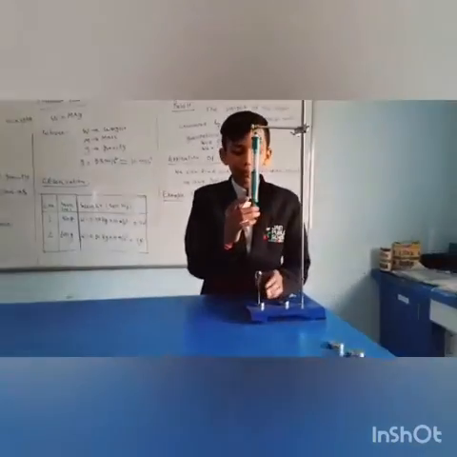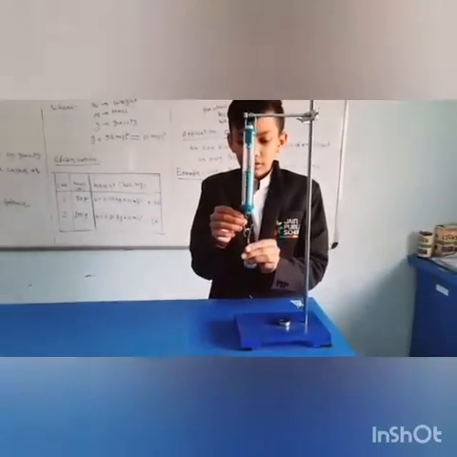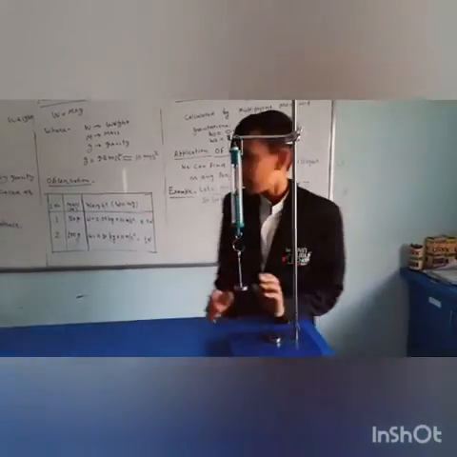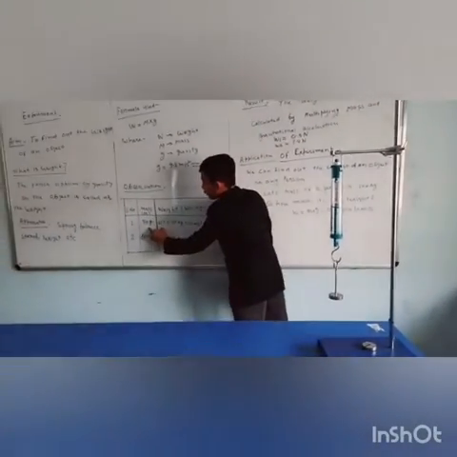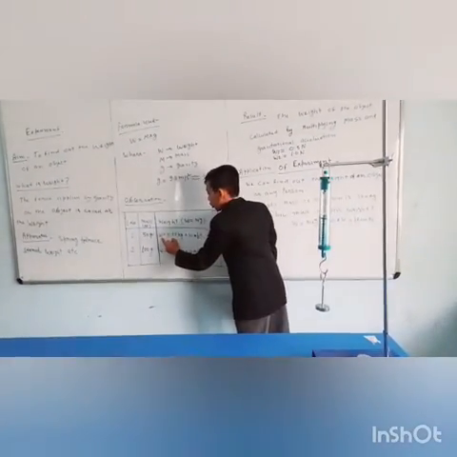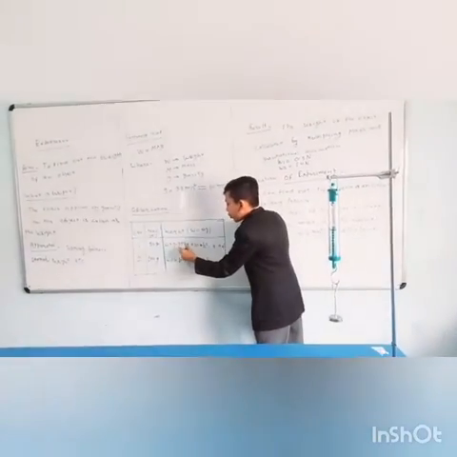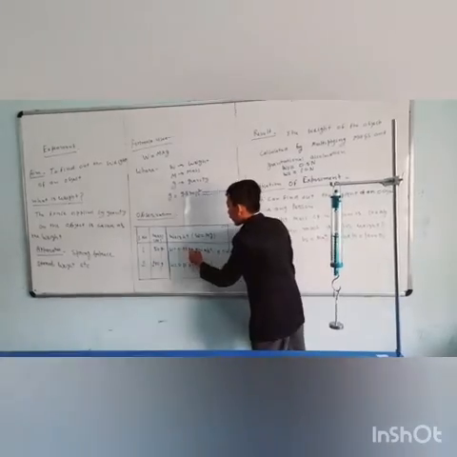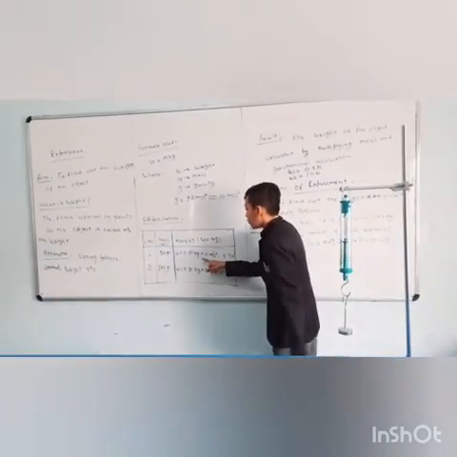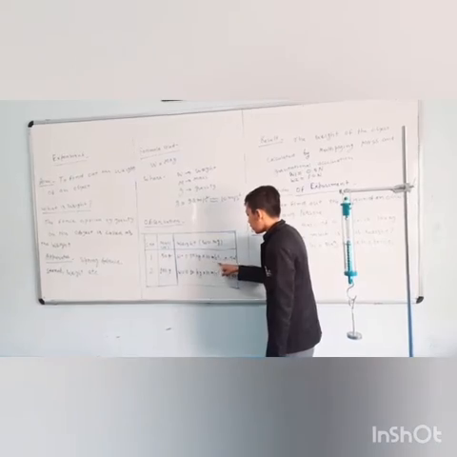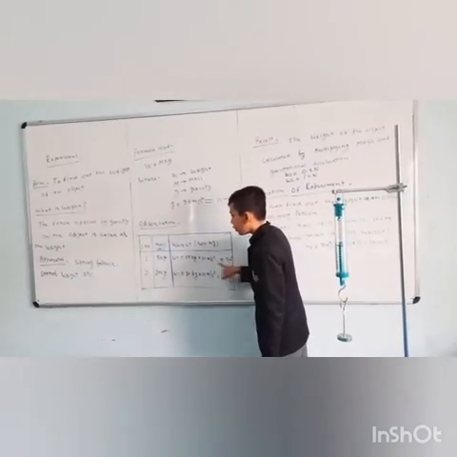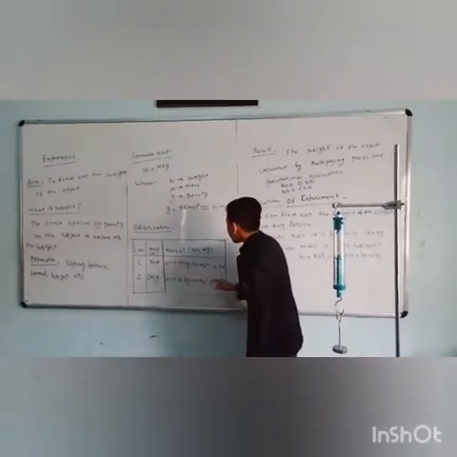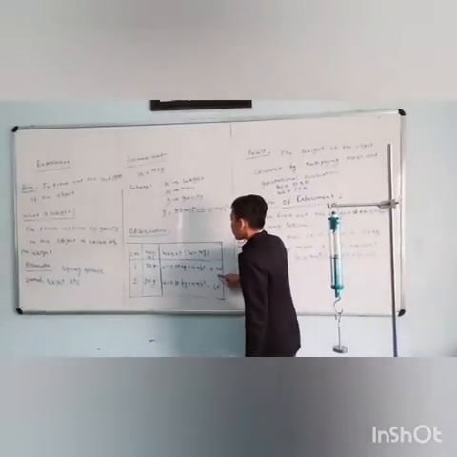Here we have the spring balance and weight. The weight is 50 gram. So here we will write the value of mass is 50 gram. Converting into kilogram, it equals 0.05 kilograms, multiplied by the value of gravity, equals 0.5 Newton. So if we have the mass 50 grams, we will get 0.5 Newton weight.